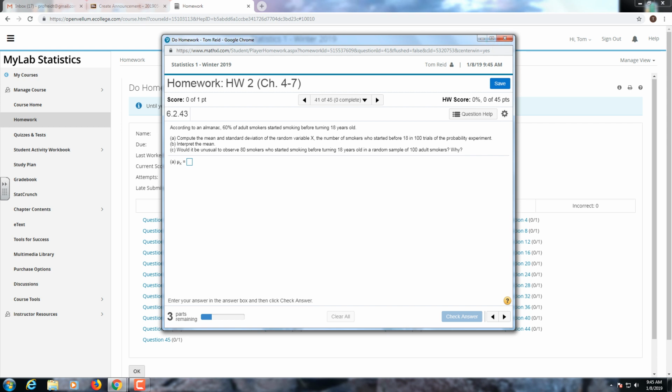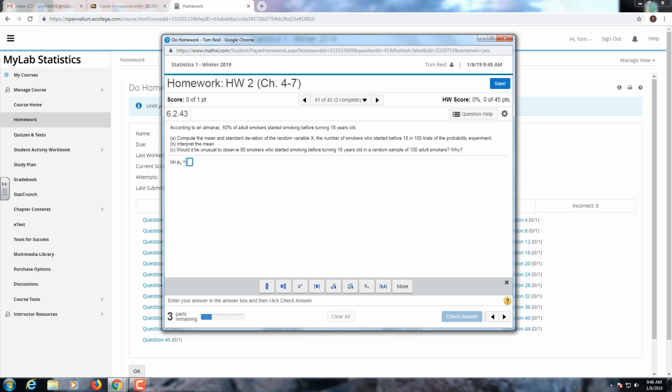Alright, so I've got a question here. 60% of adult smokers started smoking before turning 18 years old. So it says for A, compute the mean and standard deviation of the random variable x, the number of smokers who started before 18 in 100 trials of the probability experiment. So for this one, let's suppose that I remember the formula. This would be a binomial variable. We're basically counting the number of successes out of a certain number of trials. Here it's a little weird. We're saying starting smoking before 18 is what we're tracking as a success, but whatever.